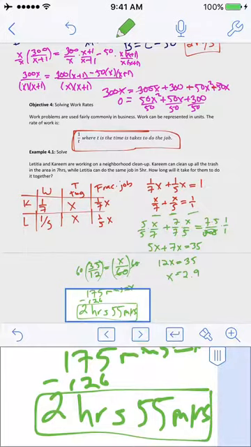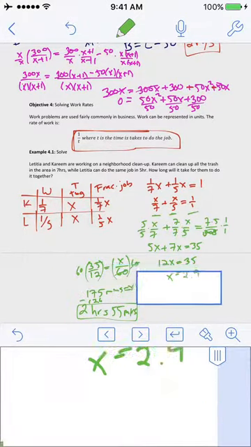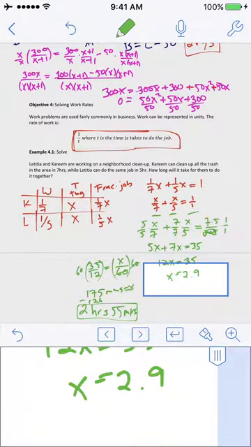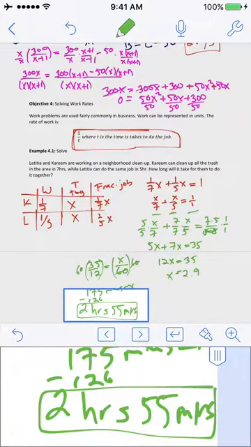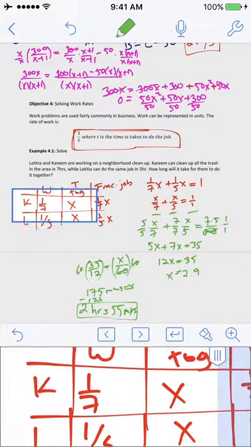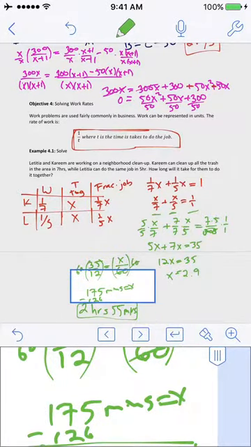That's how long. And that was more of our translate back part, this converting back here. X equals 2.9. You could say 2.9 hours if you wanted to. Or you could just convert it back using a proportion to make a much more realistic answer of 2 hours and 55 minutes. That's how long it will take Letitia and Kareem to do both.